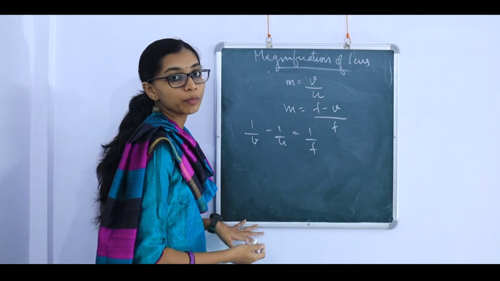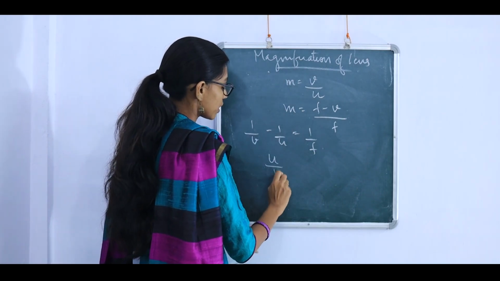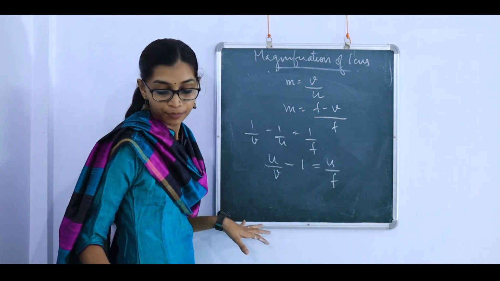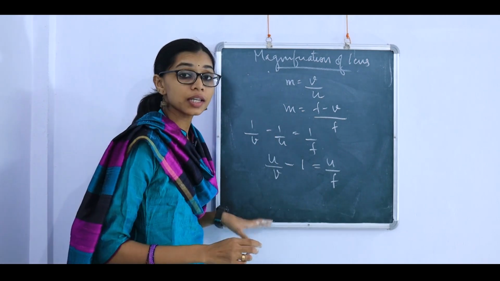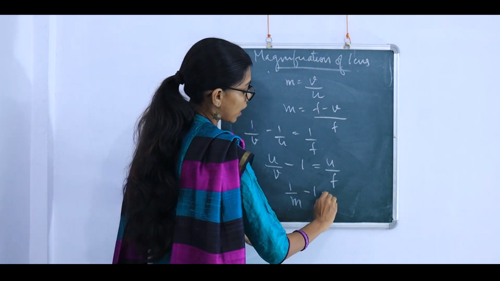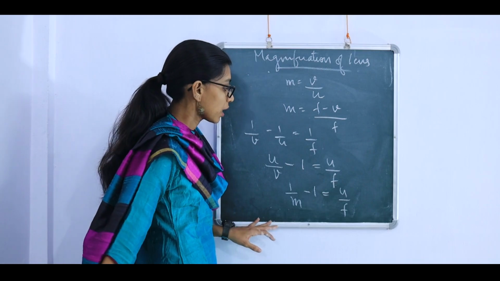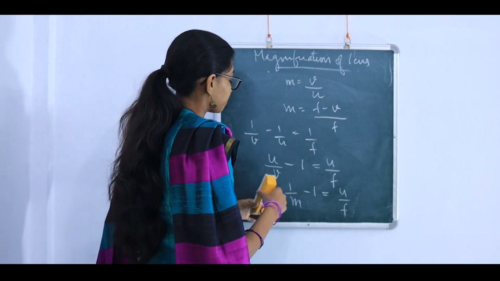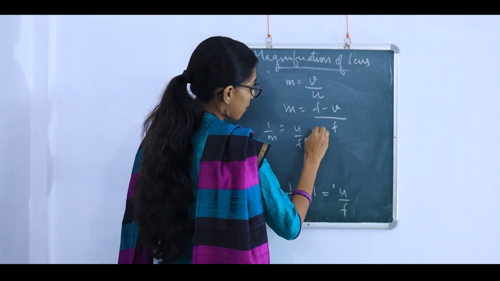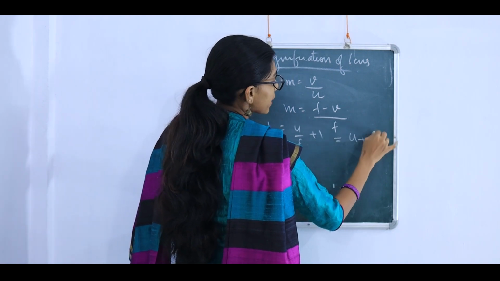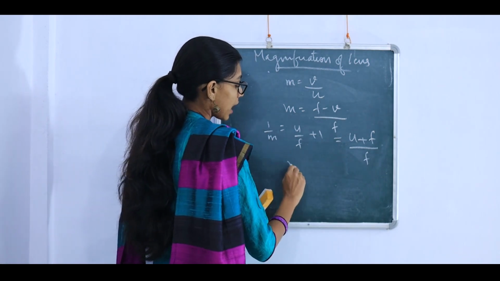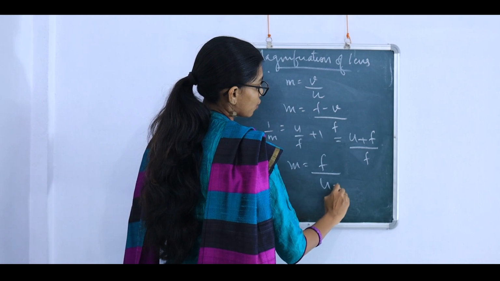If I multiply it throughout by u, we will get u by v minus u by u, that is 1, is equal to u by f. So what happens? u by v is actually the inverse of magnification. So you can write this as 1 by m minus 1 is equal to u by f. Now when you solve that, what do you get? You will get 1 by m is equal to u by f plus 1, or you can write u plus f divided by f. This is 1 by m. So what is m? m is equal to f by u plus f.